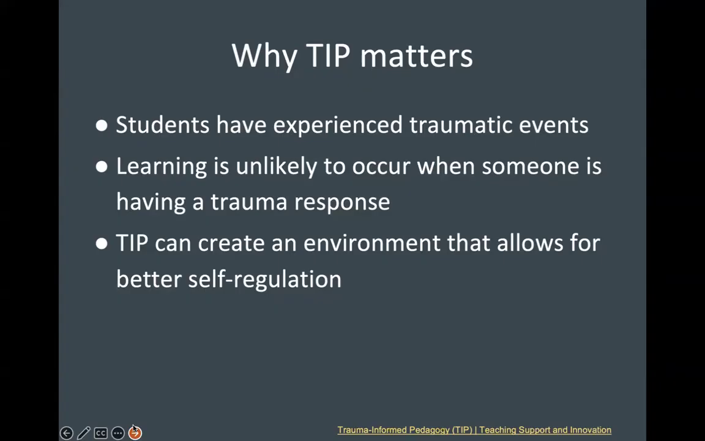The third is TIP can create an environment that allows for better self-regulation. TIP works by intentionally designing learning spaces that provide safety, predictability, and supportive relationships. When students feel physically and emotionally safe, their nervous system can calm and they can better manage their feelings and impulses. TIP teaches educators to recognize trauma triggers and respond with compassion. Over time, the supportive environment helps students develop strong skills for self-regulation, which are crucial for success, not only in academics, but also in life.